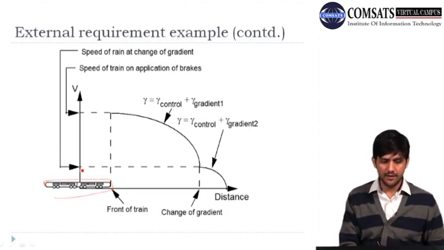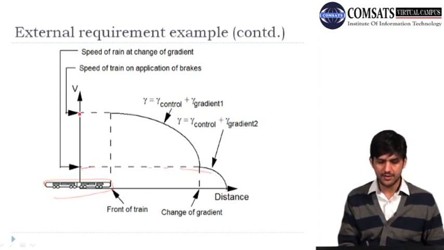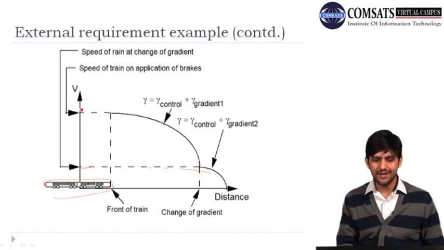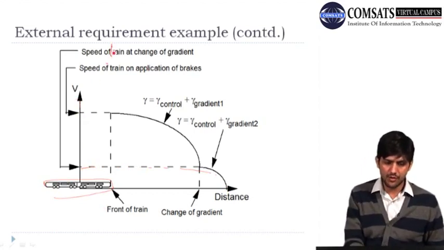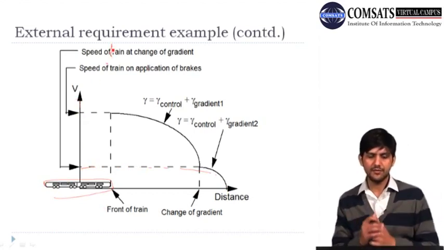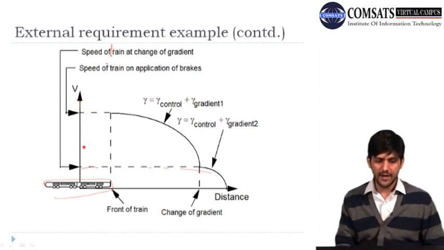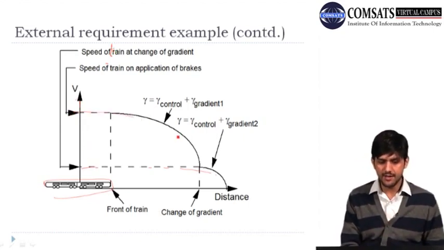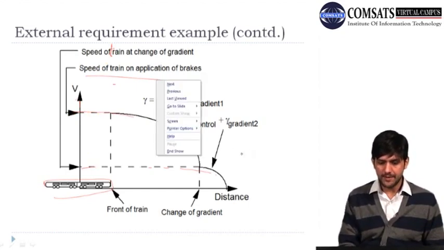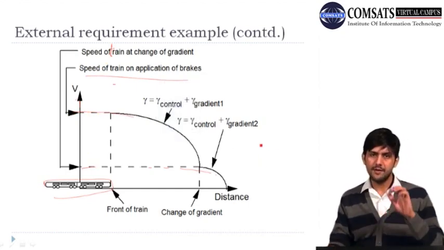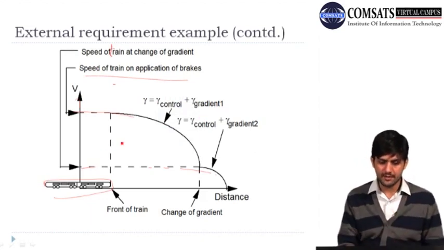the train, and this particular graph shows the speed of the train, so there is a small mistake here. We are saying that this is the speed of the train at the change of the gradient, and this is the speed of the train on application of brakes. So there are different gradients for when we apply brakes, and so this is important.